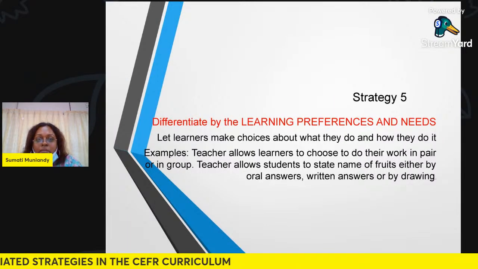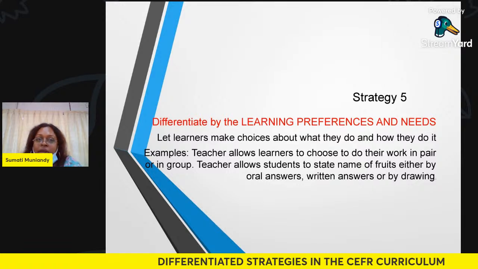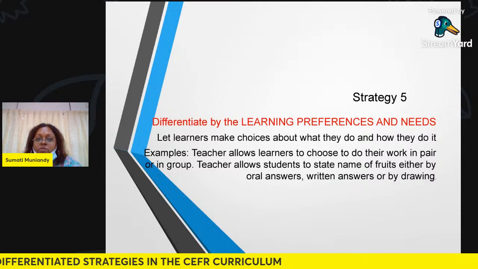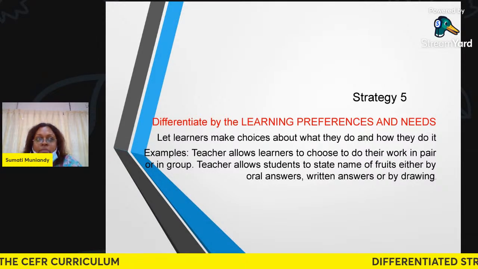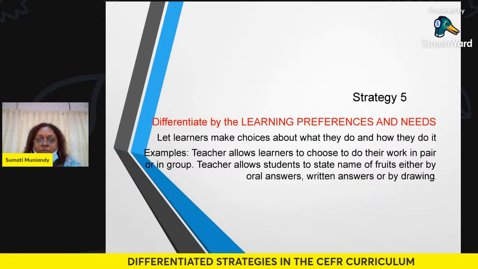Differentiate by the learning preferences and needs. Let learners make choices about what they want to do and how they want to do it. Examples, teachers allow students or learners to choose to do their work in pairs or in groups. Up to them. If they feel that they want to do in pairs, let them do. If they want to do in groups, let them do.